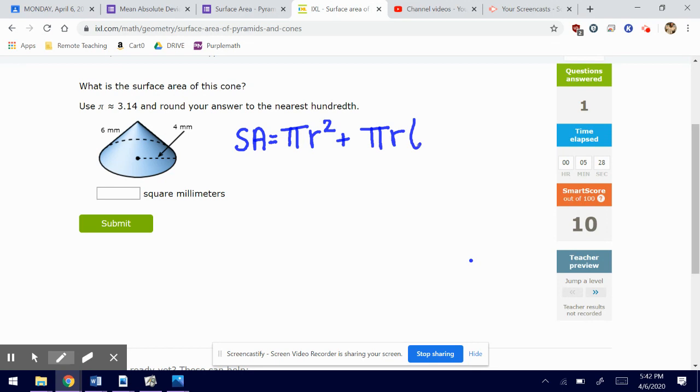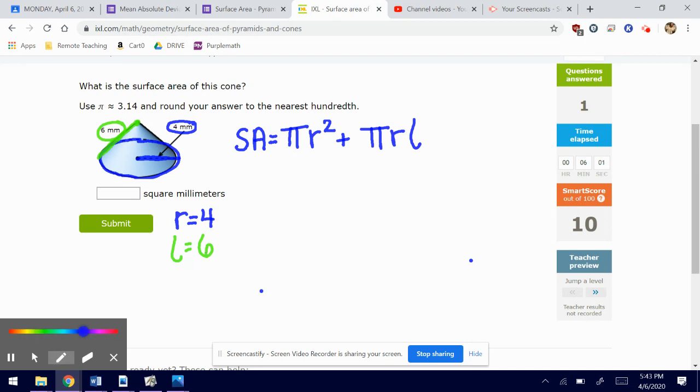Okay, my R is going to be my radius. So if I look at this circle, my radius is already marked right here as 4. So my R is going to be 4. I'm writing that down so I don't forget. The only other thing I need is this L. L is going to be the slant height, so it's going to be from the point of the top of the cone down the side. So my L is going to be 6.